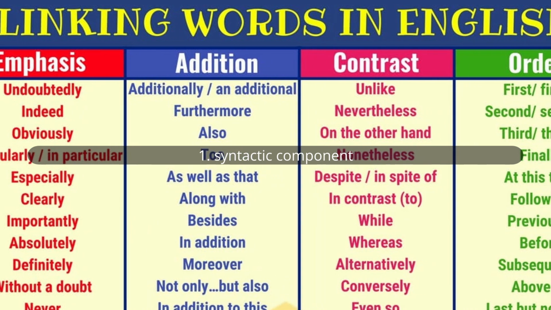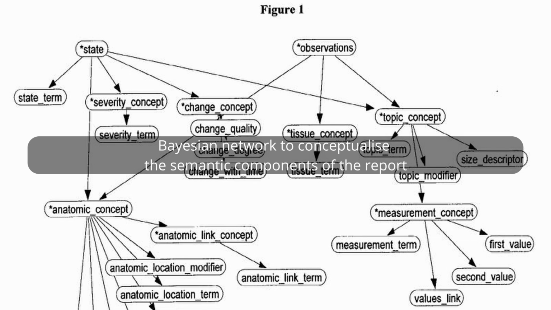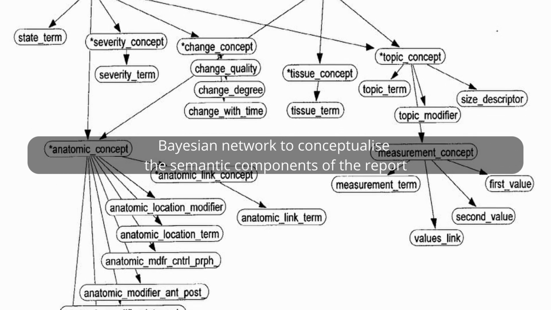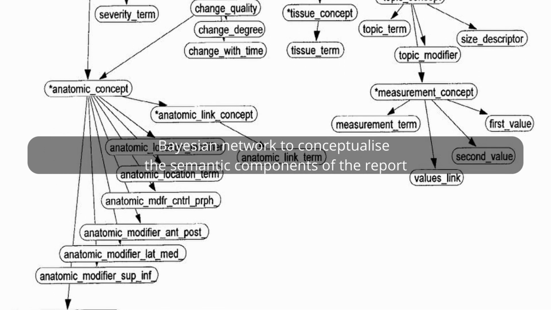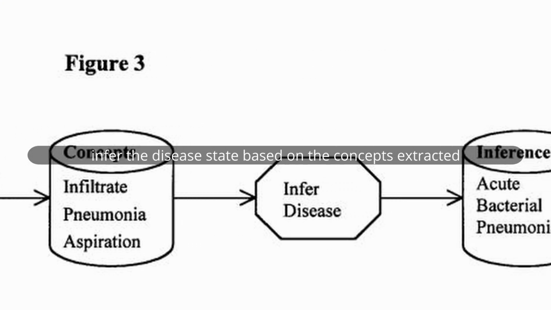The design of the NLP used in this study checks for 3 components in the language. Firstly, the syntactic component, which are the linking words. Secondly, the NLP makes use of the Bayesian network to conceptualize the semantic components of the report. And thirdly, it infers the disease state based on the concepts extracted.